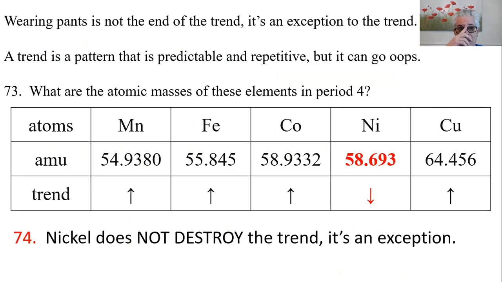So anyway, let's see. What are the atomic masses going across period 4? Now, if we write out all the digits, we don't just round them. I guess even if we do round them, right? If we write out all the digits, manganese, iron, cobalt, nickel, copper, the numbers go up, up, up, up, up. What about nickel? Nickel goes down a little. What's wrong with nickel?